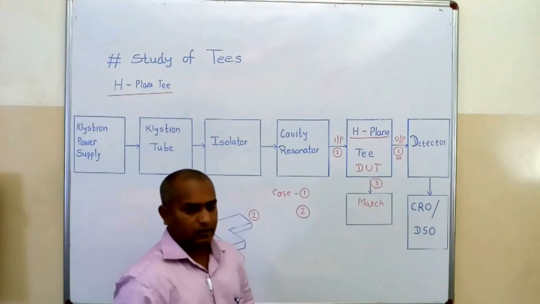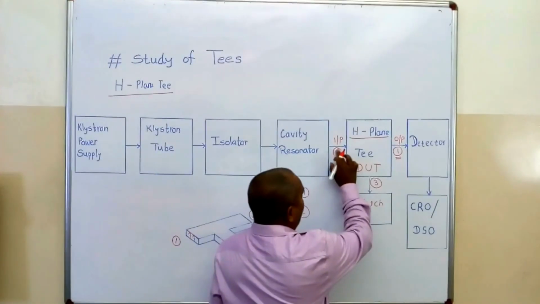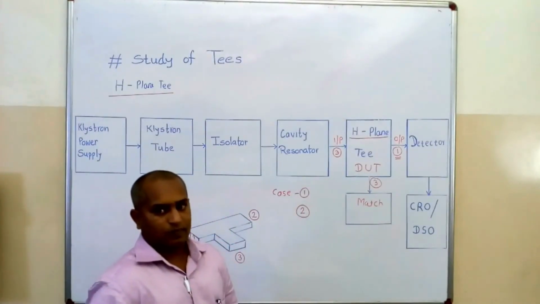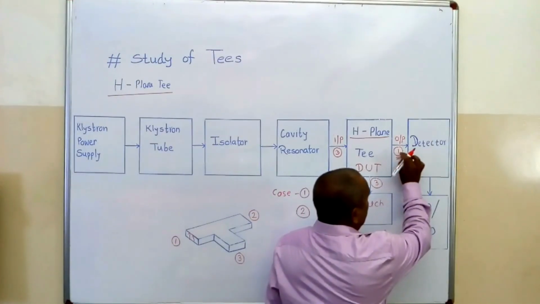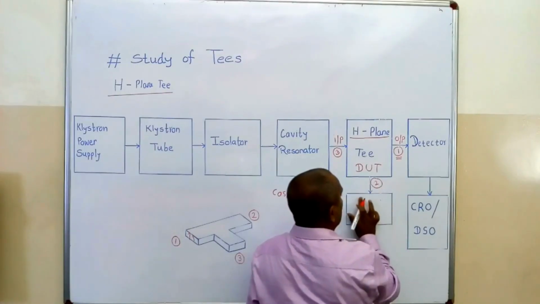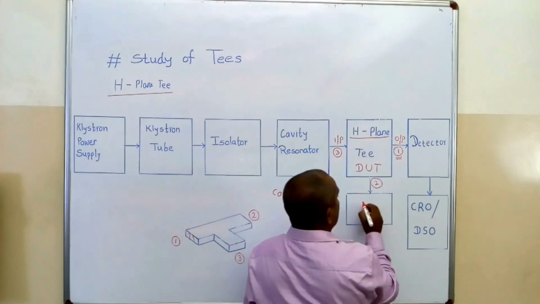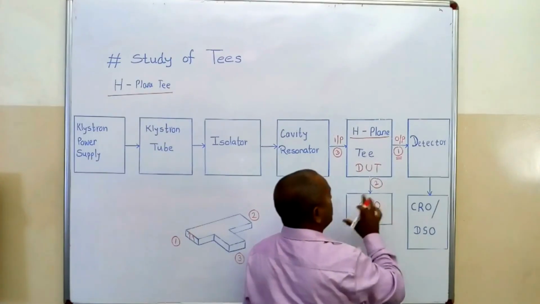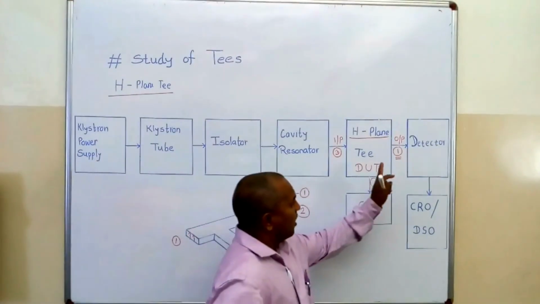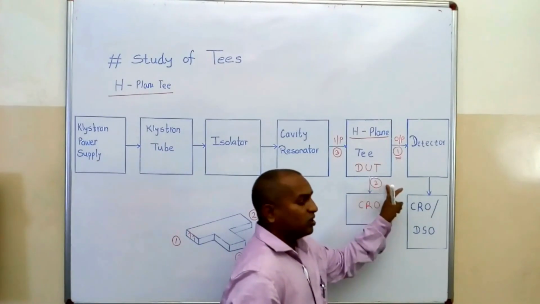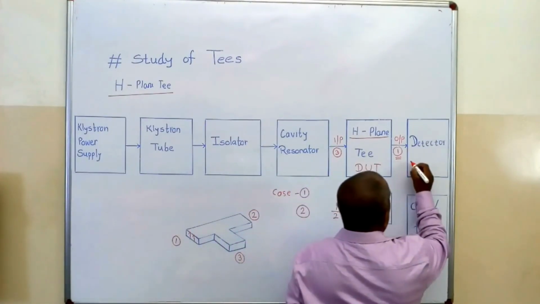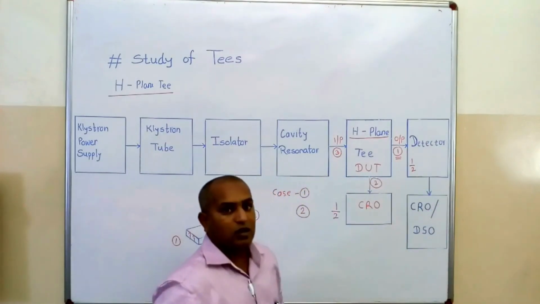My third case is to apply the input to port number 3 and measure the output at port number 1 and port number 2. Here don't connect a match; use a CRO or DSO through the detector. So what will happen here, when we measure the output across port number 1 and 2, we get a half output in the same phase.